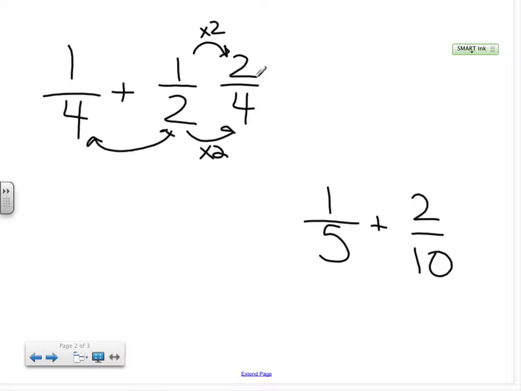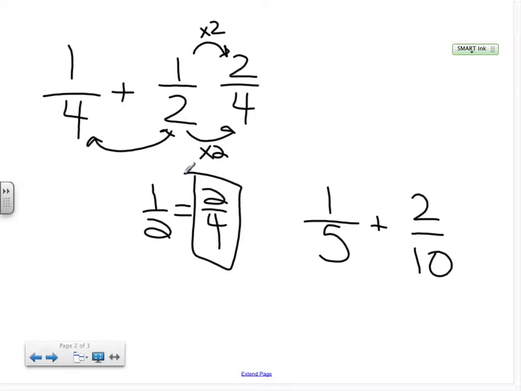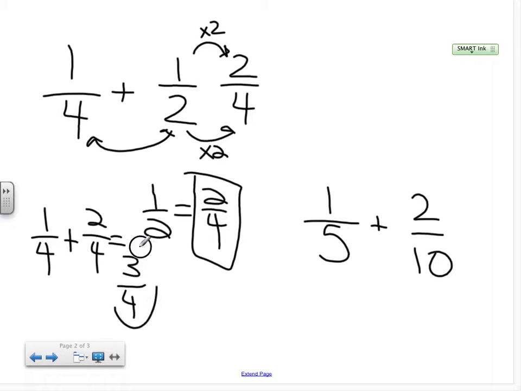So 1 times 2 is 2. So we're saying that 1/2 is equivalent to 2/4, which means we can substitute 2/4 in our problem for 1/2 so that we can add with like denominators. 1/4 plus 2/4 is going to give us 3/4.